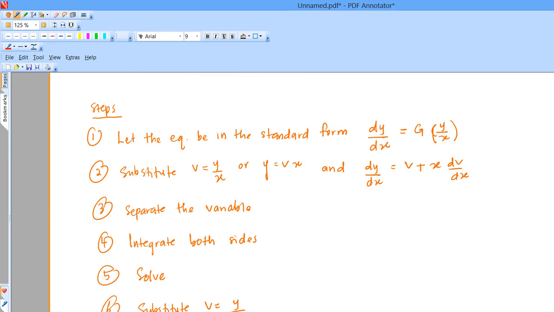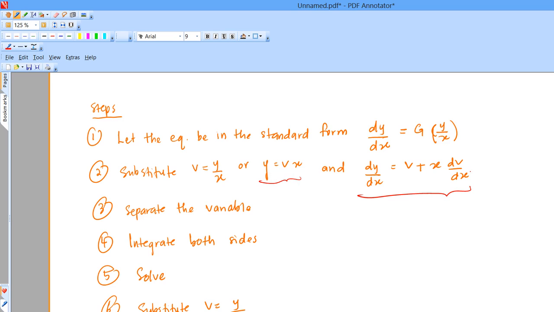The first step, let the equation be in the standard form dy over dx equal to g(y over x). Number 2, substitute v equal to y over x, or we can write y equal to vx, and substitute dy over dx equal to v plus x times dv over dx. This we actually get from differentiating y equal to vx. So we apply the product rule, and then we get dy over dx equal to v plus x times dv over dx. Number 3, separate the variables.